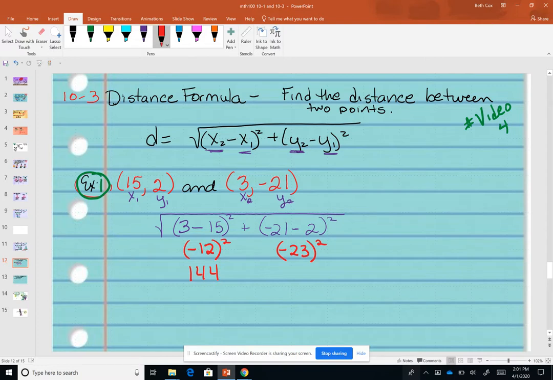Got to get my calculator for that one. I don't have that one memorized. That's going to be 529, and it's a positive 529. Just be aware that this is a positive 144 and a positive 529. Think about why that might be.